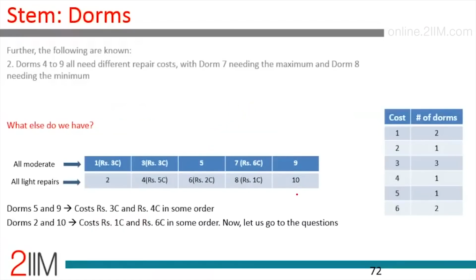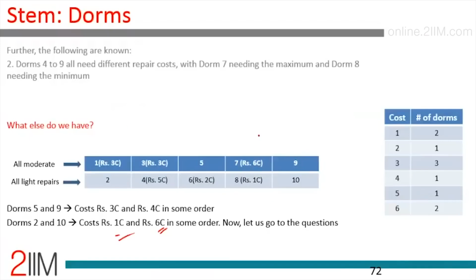What else do we have now? 5 and 9 cost 3 and 4 in some order. 2 and 10 cost 1 and 6 in some order. So this is 1 and 6 in some order, 3 and 4 in some order. So we don't know what they should be exactly. We'll come to that. Maybe the questions will give us some line.